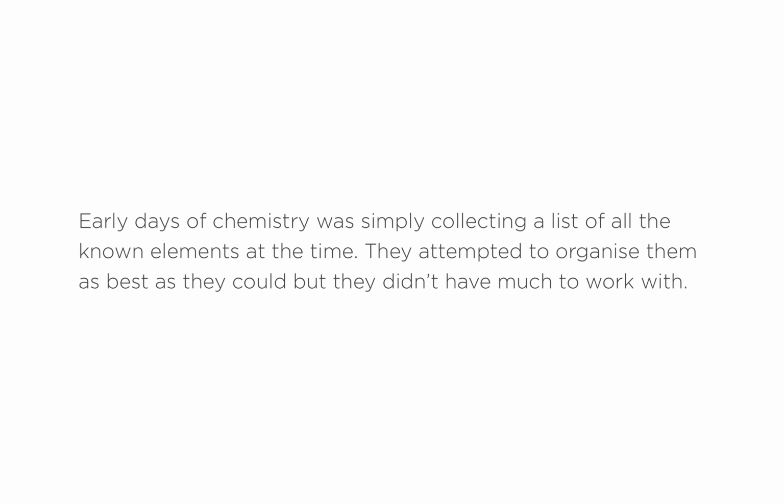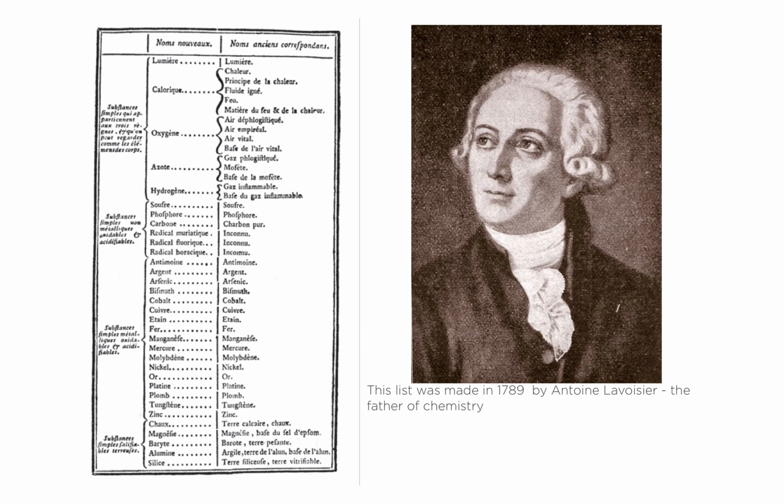In the early days of chemistry, they simply listed all the known elements of their time, and they attempted to organize them as best they could, but as you know, in the early days they didn't know many elements, so they didn't have much to work with. So for example, this guy here is Antoine Lavoisier, a French guy. He started putting together the known elements, and he grouped them as best he could into different types, but there's not really much to it.